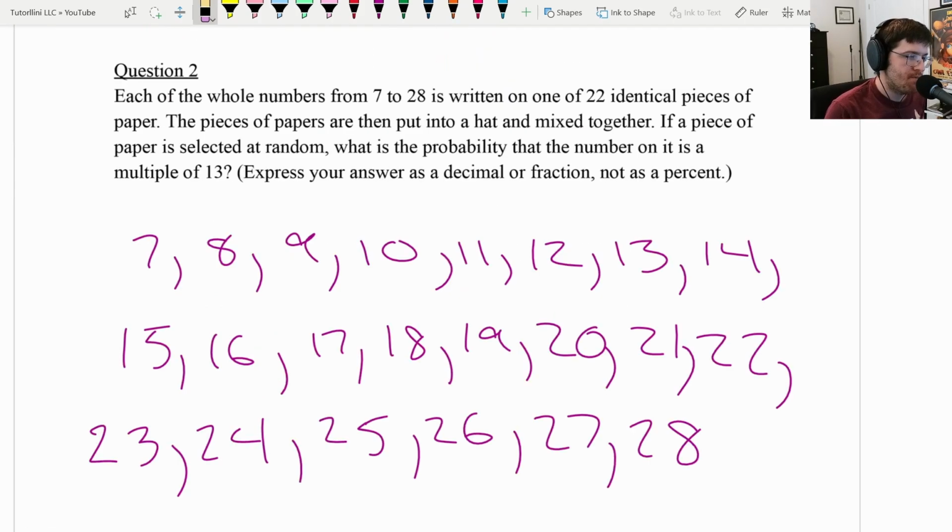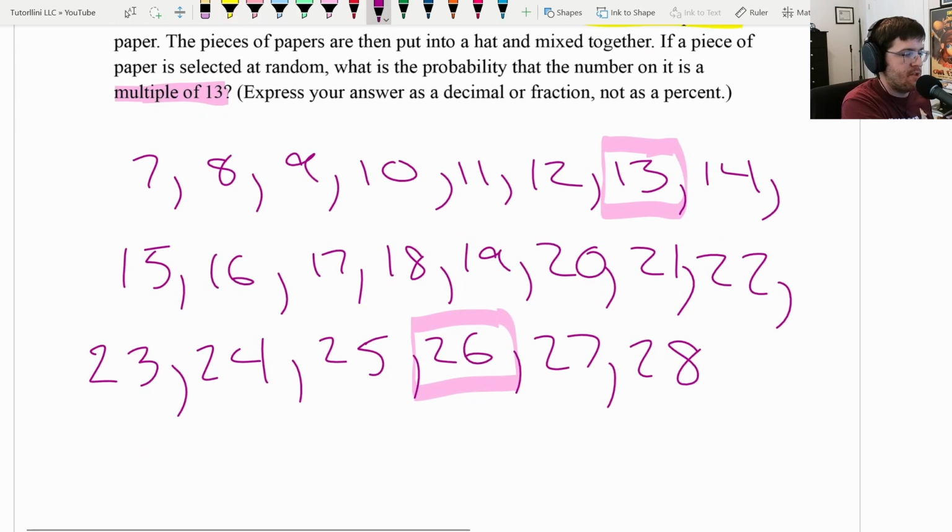Okay, question 2. So I first wrote down all the numbers from 7 to 28. And the question wants us to find what's the probability of getting a multiple of 13. So 13 is a multiple of 13. That's 13 times 1. 13 times 2 is 26. The next multiple of 13 is 39, but that's not in this chart. And don't forget this, guys. They tell you there's 22 total numbers. You don't need to figure that out. We might need that for the future ones, but so the probability is desired over total.